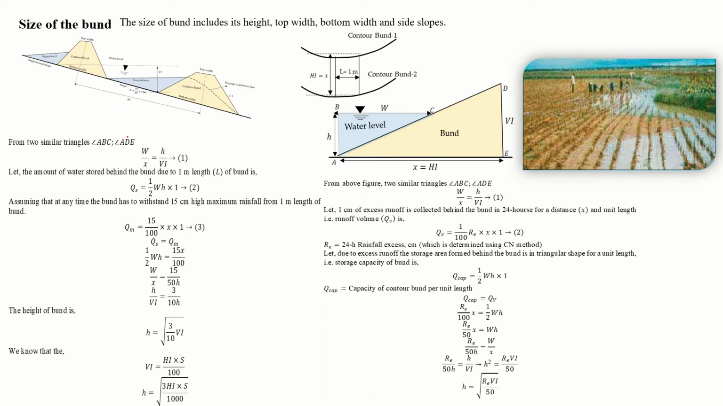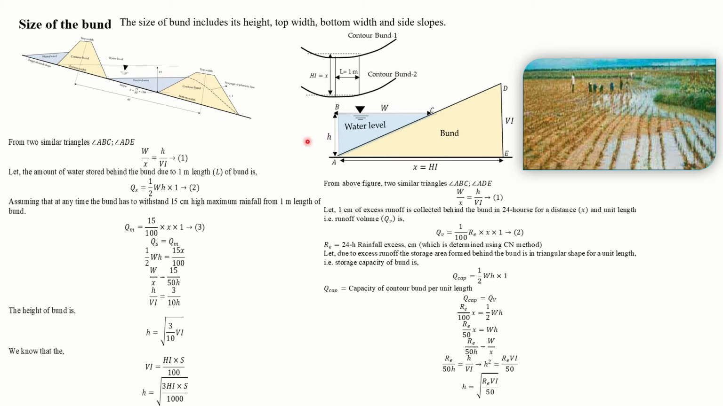Now the size of the bund, that is the depth of water stored behind the bund. Simple. Let us see the triangle. This is one triangle, this is the side slope of the bund, and this is the amount of water that has been stored. Assume this is a triangle shape. Can I assume this is similar? I am drawing here. This is the same portion.